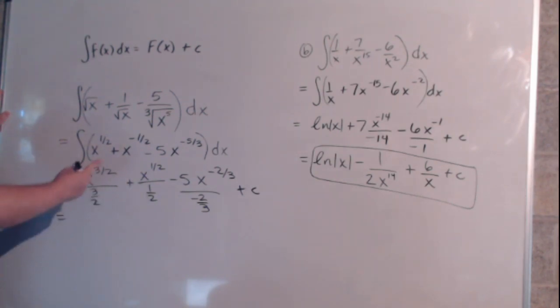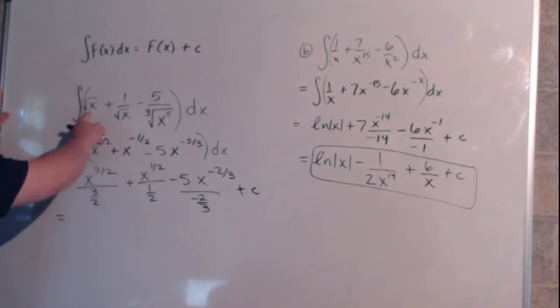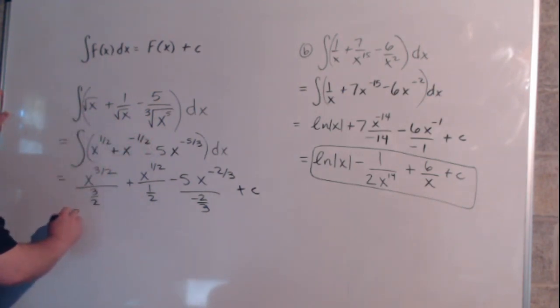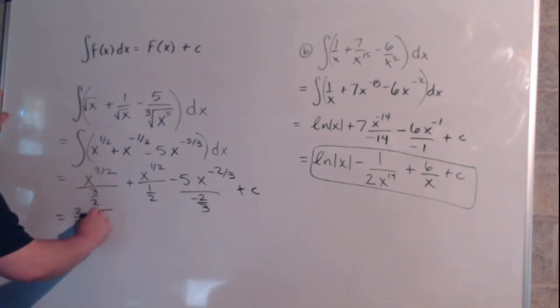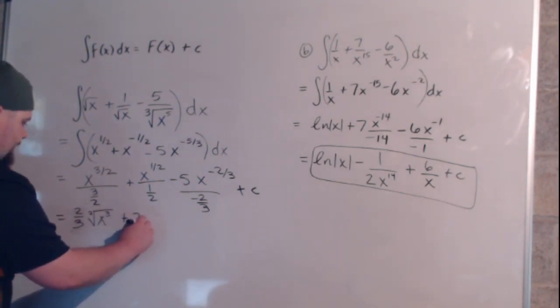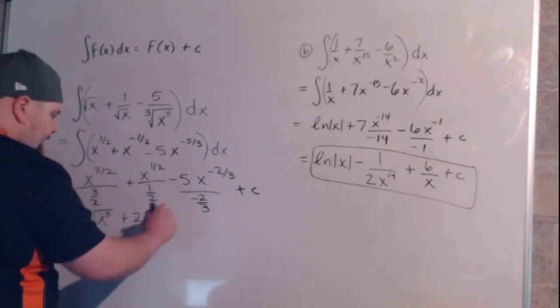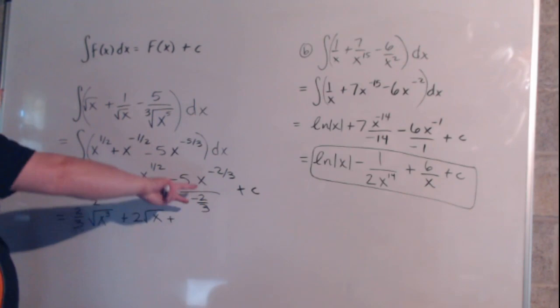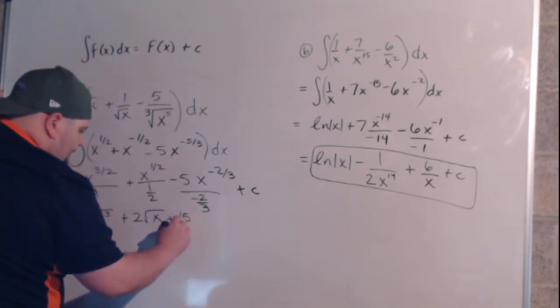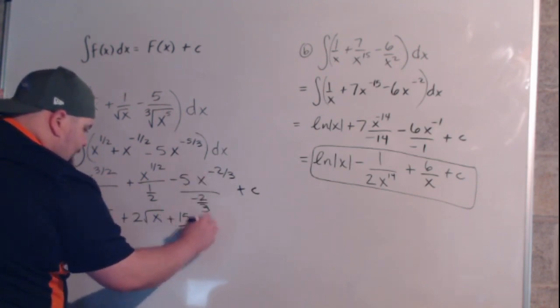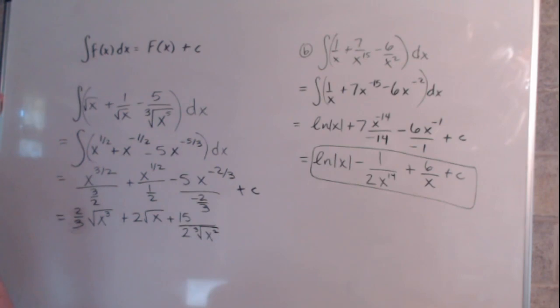So instead of dividing by these fractions, let's multiply by the reciprocals. And because everything was radicals to begin with, let's rewrite them that way. So this is going to be 2/3, the square root of x cubed. Then we've got 2 times the square root of x. So we really don't need this. And finally, negative and negative, this makes positive. I'd multiply by 3/2, so that becomes 15 over 2, and that x goes back in the denominator, and it's the third root of x squared, and then plus c.